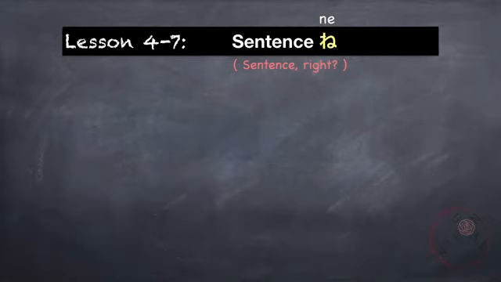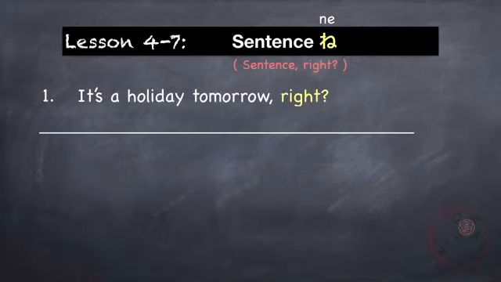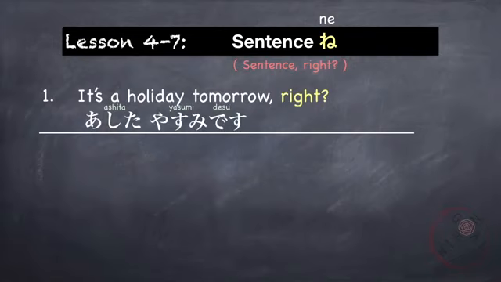And lastly, the particle ね at the end of a sentence, which means something something, right? So this is used to confirm something. For example, it's a holiday tomorrow, right? Tomorrow is 明日. 明日休みです. It's a holiday tomorrow. If you want to confirm it or say, right? 明日休みですね. It's a holiday tomorrow, right? You can answer this by saying, そうです. That's right.